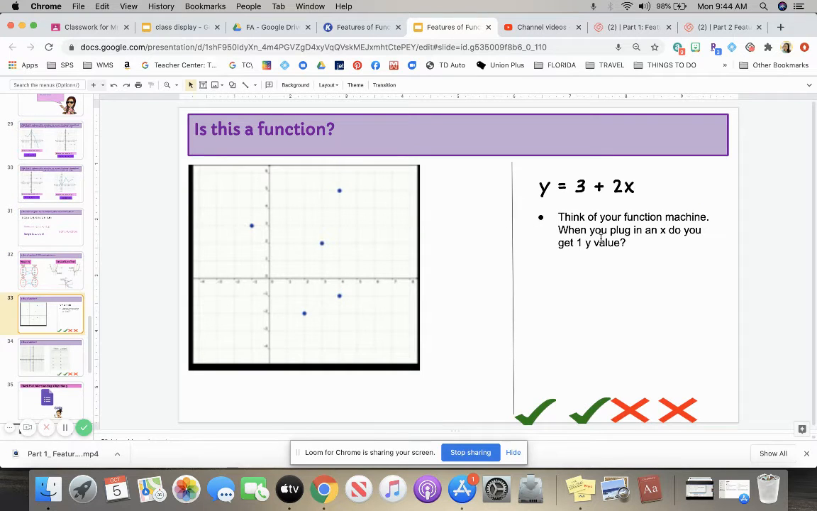Okay. So let's look at this. We have y is equal to 3 plus 2x. Think of your function machine. When you plug in x, do you get one y value for each one?